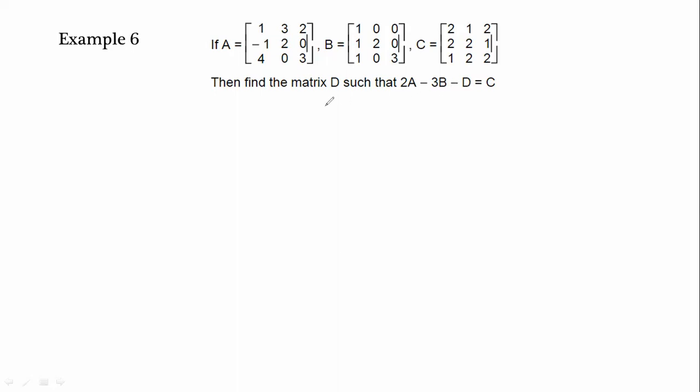Look at what is given: 2A minus 3B minus D is equal to C. What you have to find out is D. If I take this D to the right hand side, so 2A minus 3B is equal to D.